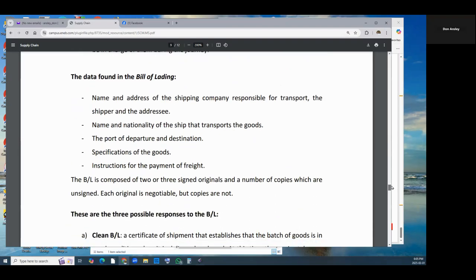The data found in the bill of lading: the name and address of the shipping company responsible for the transport, the shipper and the addressee, the name and the nationality of the ship that transports the goods, the port of departure and destination, specifications of the goods, instructions for the payment of freight.